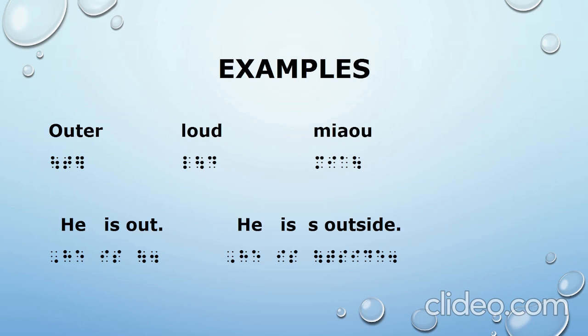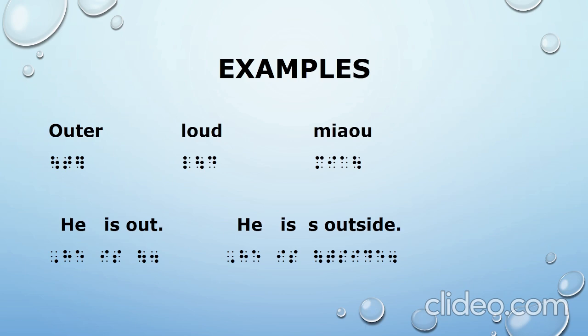Next is the word loud. OU is at the middle of the word. So L followed by the contraction of OU and then letter D. And then we have the word meow spelled as M-I-A-O-U. So we write M-I-A and then the contraction for O-U. That's 1, 2, 5, 6.